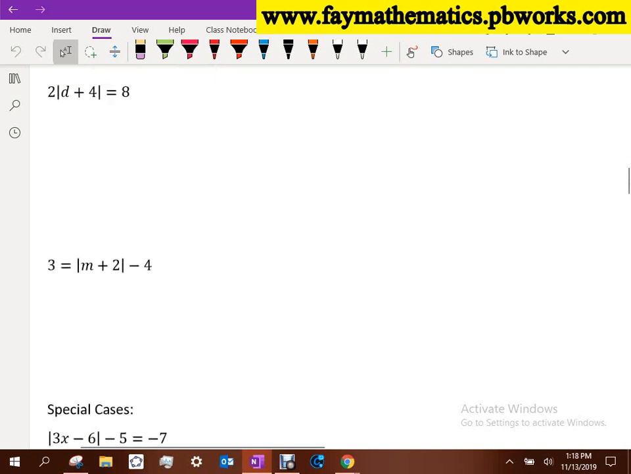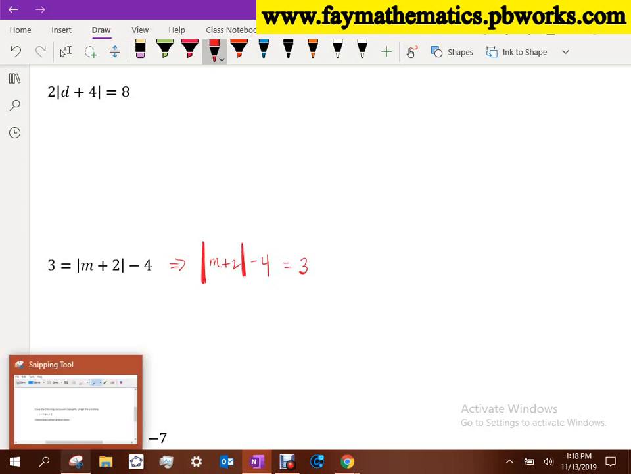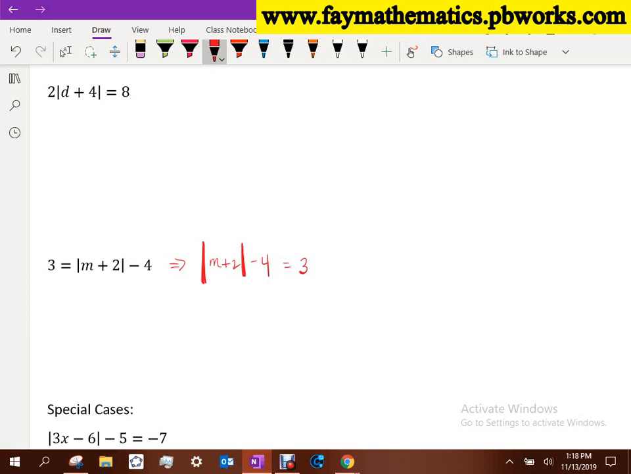I'll come down here to this one that says 3 equals the absolute value of m plus 2 minus 4. I'm going to rewrite this as the absolute value of m plus 2 minus 4 equals 3. I think at the beginning, people like to see the absolute value stuff show up on the left. So, if I'm going to isolate my expression in the absolute value bars, which is equal to c, to get my 2 results, where the first says expression is equal to c and the second says expression is equal to the opposite of c, what do I have to do first here? Add 4.